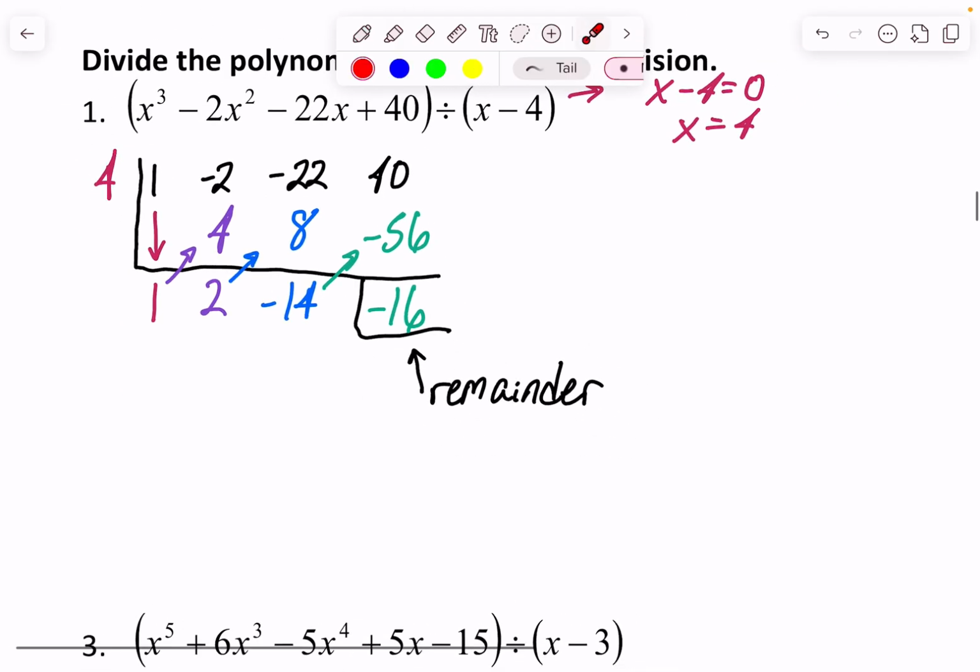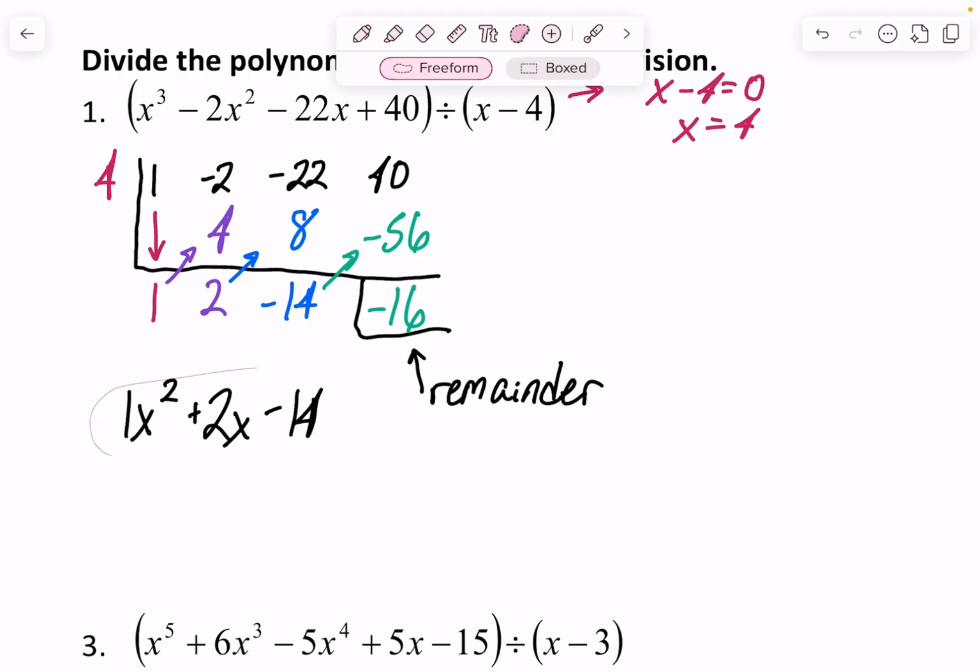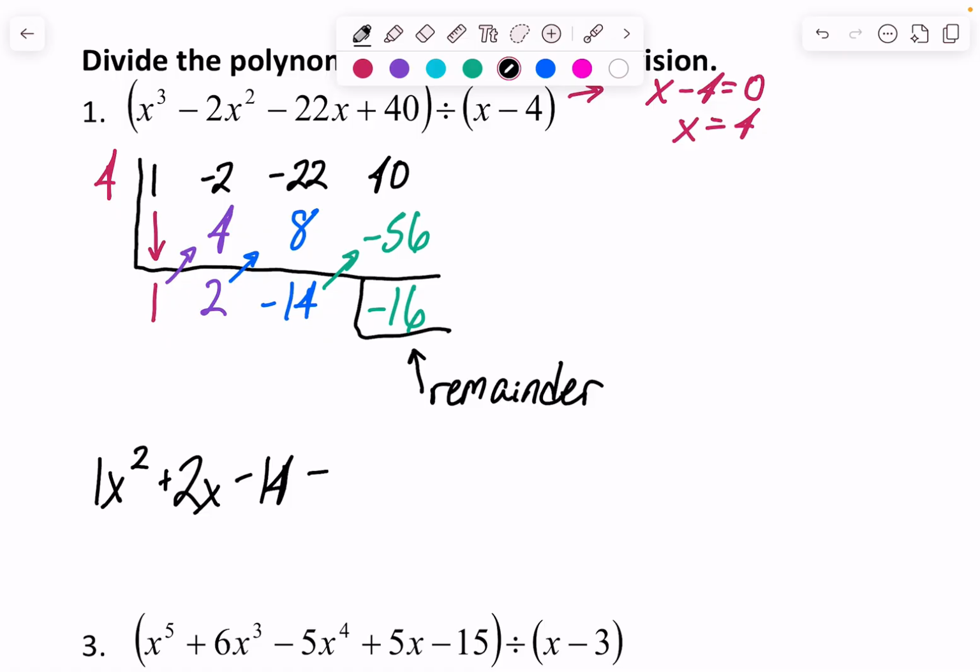So then these new numbers, these 3 numbers right here, the 1, 2, negative 14, these are going to be the coefficients of my new answer. Okay? So my original, the thing that I was dividing, started with an x cubed. So we're going to start 1 power down because we took an x away, right? So now we're going to write our answer starting at x squared. So I'm going to have 1x squared plus 2x minus 14. And then, like I said earlier, the last number is the remainder. So we write it over what we divided by, so over the x minus 4.